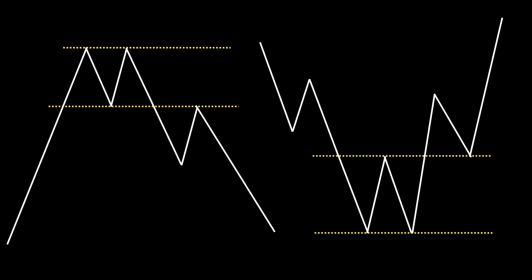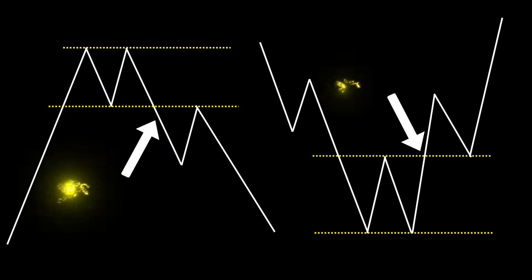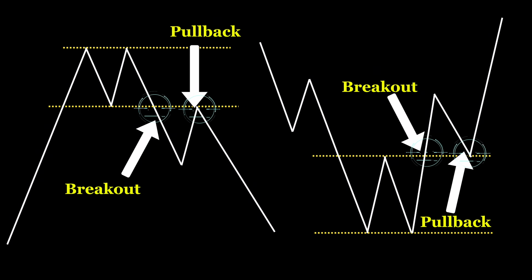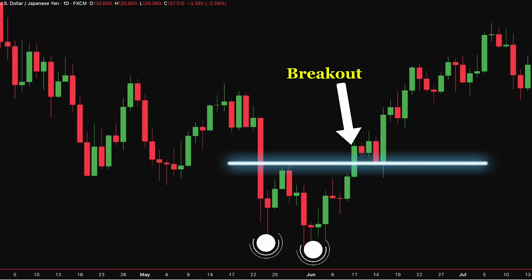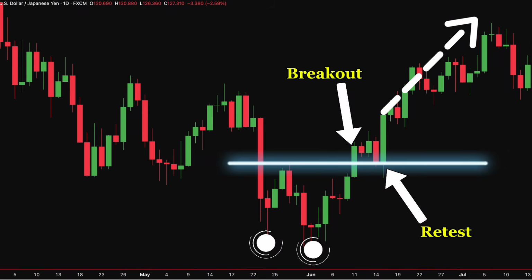Now let's talk about a more refined approach, the pullback entry. This variation still uses the double top and double bottom, but instead of entering on the breakout, you wait for price to pull back after the breakout for a more favorable entry point. Look at this chart example. Price forms a clean double bottom, then breaks above the neckline, signaling the reversal from bearish to bullish. Now, instead of entering immediately on the breakout, you wait for price to retest the neckline, which now acts as new support. This retest provides a second chance to enter long, and often with a better risk-to-reward ratio.